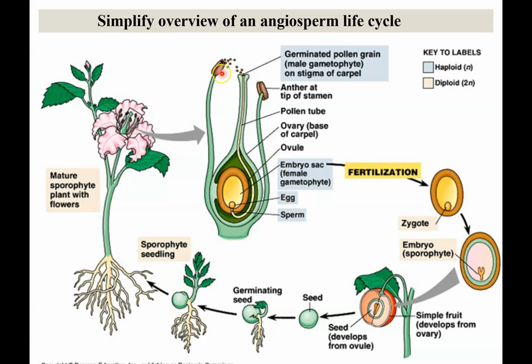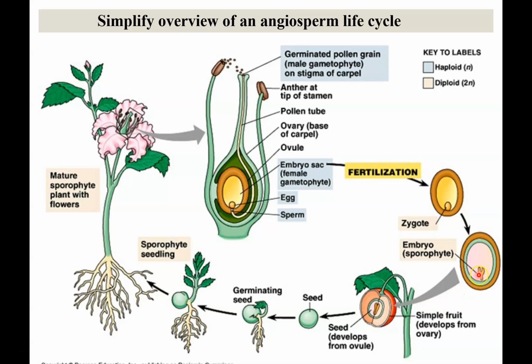Here is showing you already the process of fertilization, when pollen grains are deposited on this part of the female part of the flower, and then they germinate through those pollen grains to reach the egg and fertilize it. So fertilization takes place and there's the formation of a zygote. The zygote undergoes further development and becomes an embryo or a sporophyte.